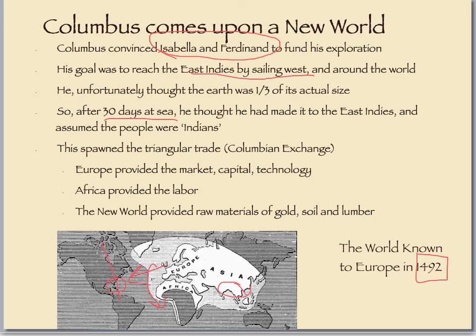And so this begins the Columbian Exchange. And again, I cannot stress enough the importance of this term. Basically, it begins the Columbian Exchange, where Europe is going to provide the market, capital, and technology. It's going to affect Africa, unfortunately, because it provides the slave labor. And the New World is going to provide the raw materials: gold, soil, lumber, food. But especially the European nations, they wanted the gold.